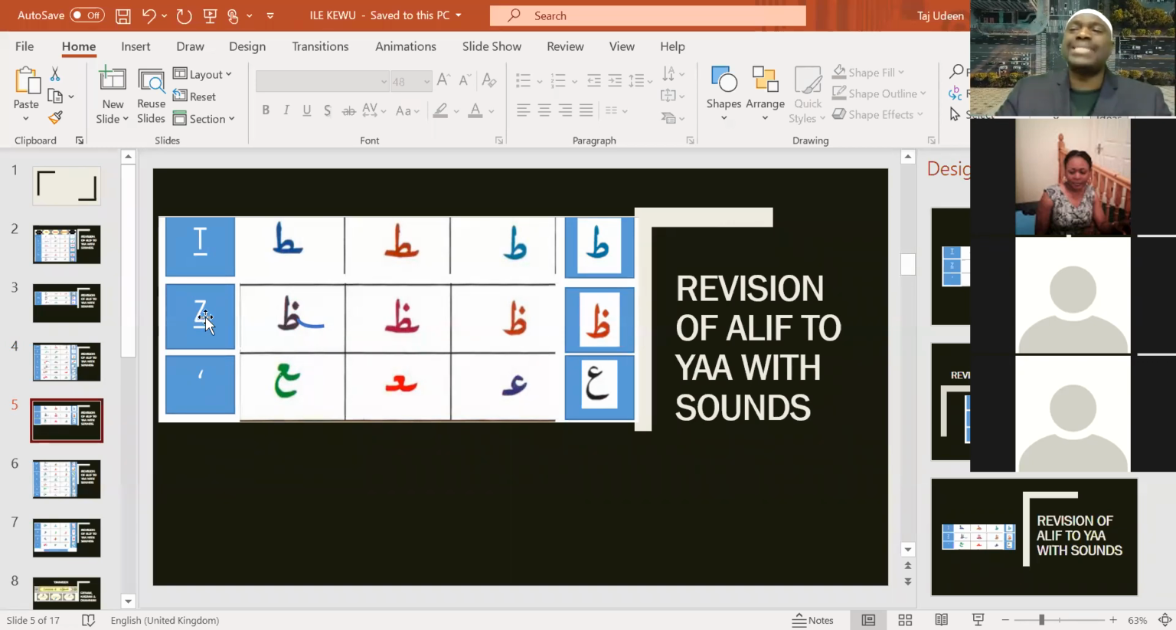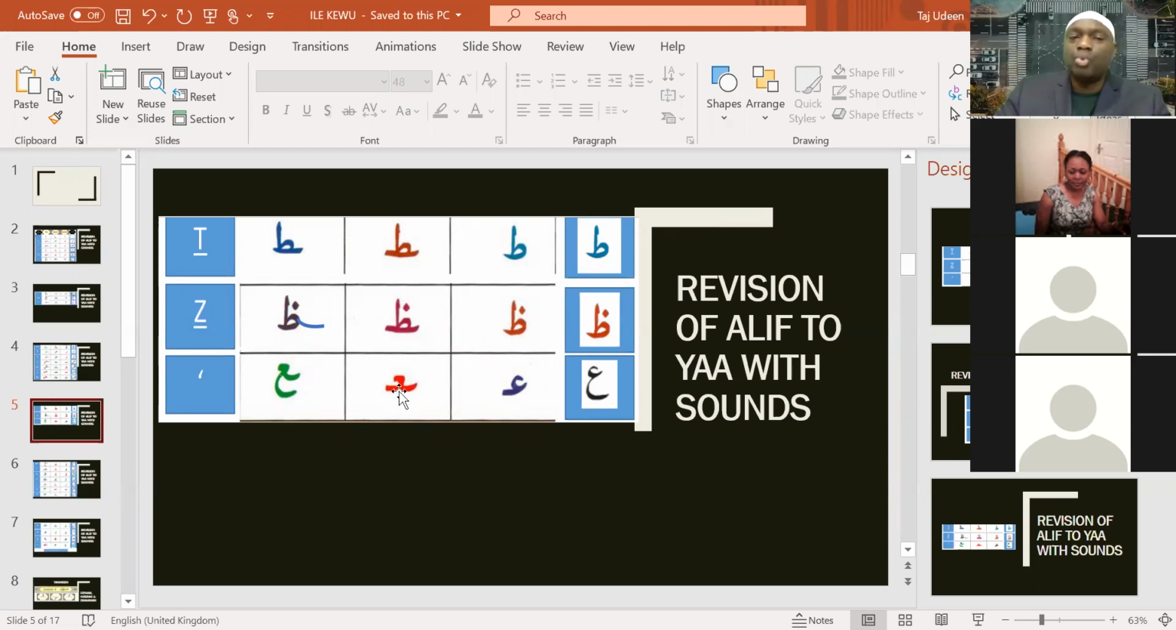Zor sounds like Zain, but it's different. Zain is also Z, but this Zor is also Z, but has a dot. Then Ain is a long letter that has a tail. So you remove the tail part. That's why it's written like this.